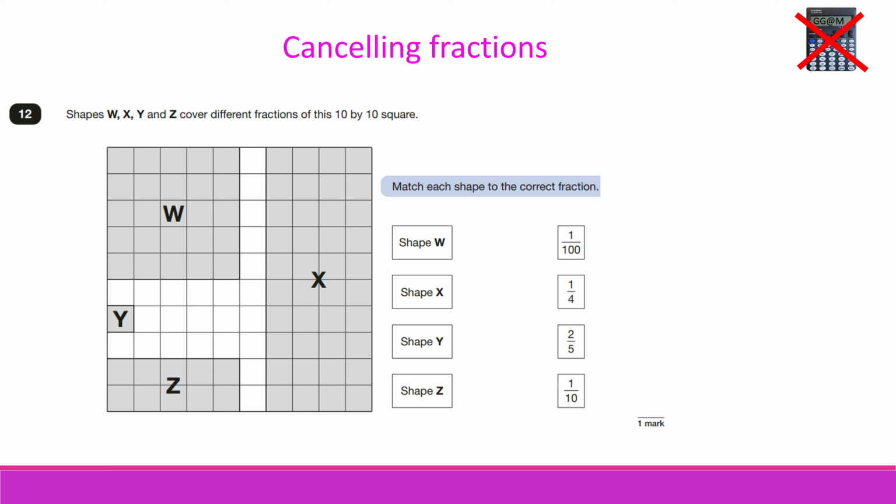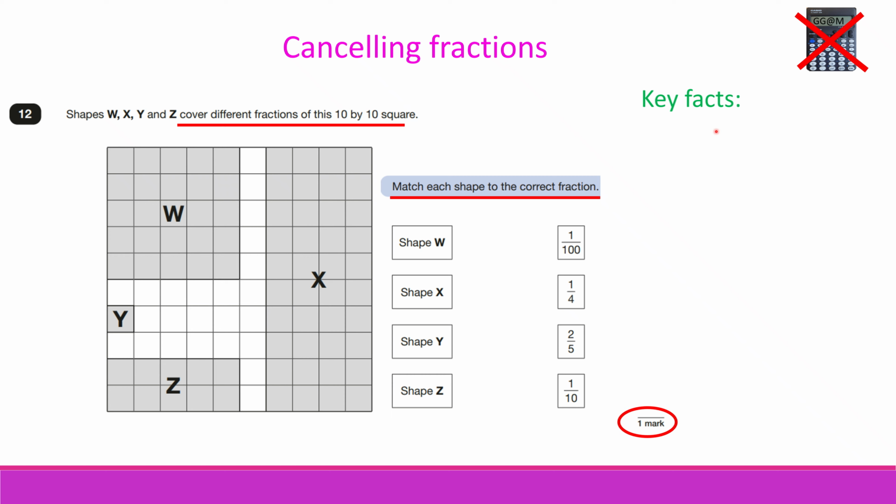This is a question looking at fractions, and you are told you have got 4 different shapes, W, X, Y and Z. You can see them in the diagram. They cover different fractions of the 10 by 10 square, so you've got 10 squares along and 10 squares down. You've got to match the shape to the correct fraction. For example, shape W has got to go to either 1 over 100, a quarter, 2/5 or 1/10. This will give you 1 mark for getting all of them correct.